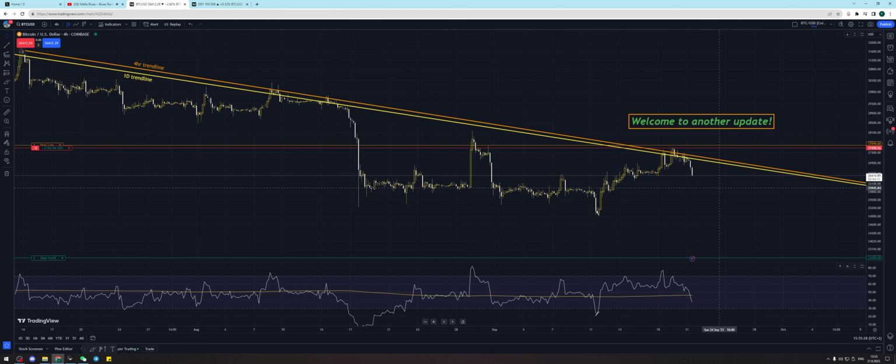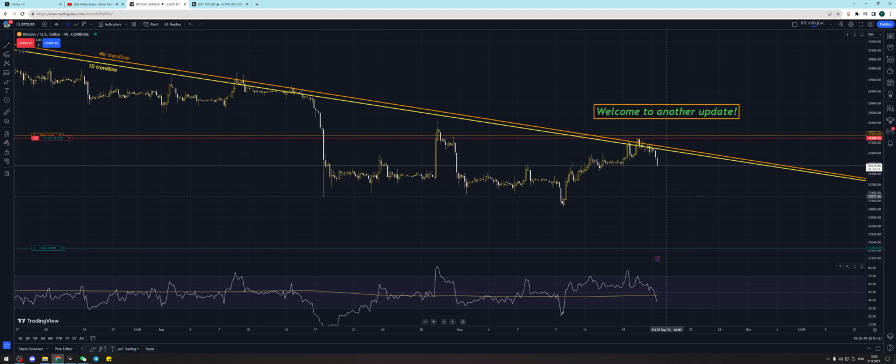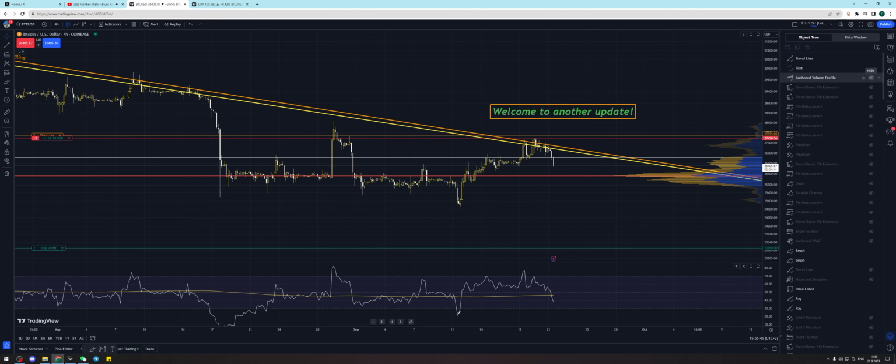So besides all the tools that I use, and I use a lot of tools, I use anchored volume profile. Volume profile can give you a good feeling of a direction of an asset or its intention at the given moment. So give me a few seconds. I'll turn it on now.